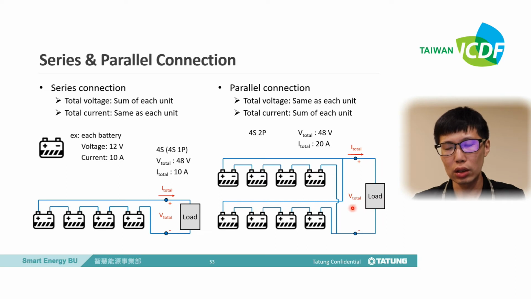And in this case, the total voltage of these 4 batteries is 48, and for these 4 is also 48. So if we connected these 2 in parallel, the total voltage is also 48, and the total current of these 4 batteries is 10 amperes, and this 4 is also 10 amperes. So the total current of this connection is 10 plus 10 equal to 20 amperes. This is the series connection and parallel connection.